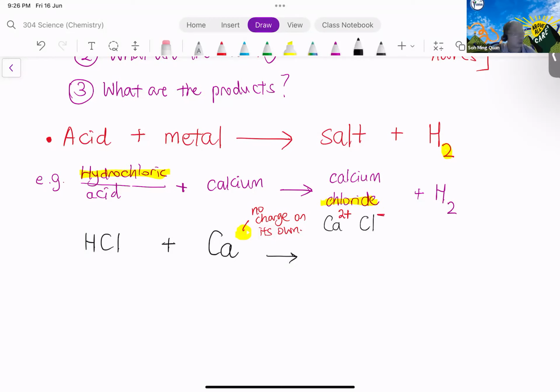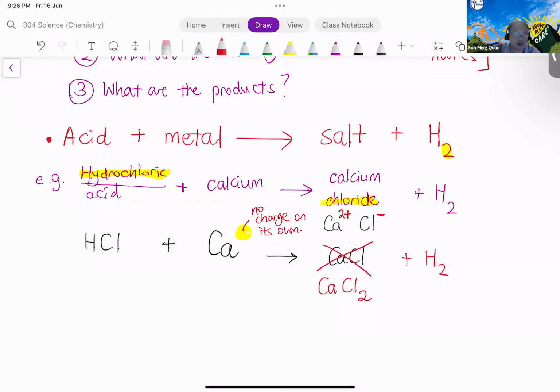So the formula is not CaCl. This is incorrect. How do I know it's not correct? Because once I've written the plus and minus out, I know it cannot just be 1 chlorine, 1 calcium. It must be 2 chloride ions for each calcium. So it's CaCl2, and don't forget your H2, hydrogen gas. Many of you do not do this step. Many of you just assume it's 1 calcium, 1 chlorine. It's incorrect. You must write out the charges, plus and minus, and balance them out.